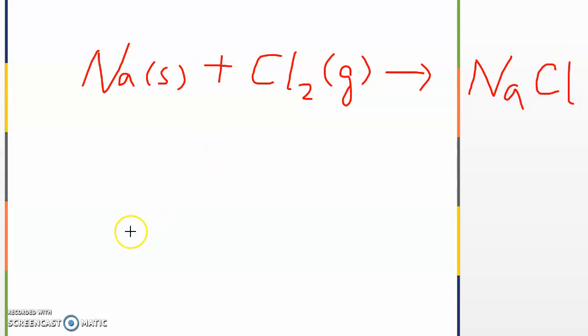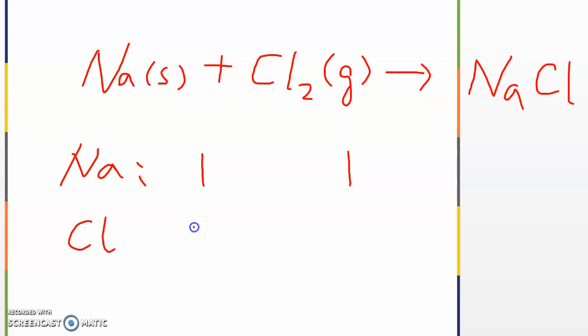All right, so let's check and see if this equation is balanced. How do we check? Well, we check the atoms of the elements on each side. So the first thing I'm going to do is write down what elements I have. So I have sodium, Na. I have chlorine, Cl. On the left side, for sodium, I only have 1 atom. And on the right side, I have 1. So sodium is balanced.